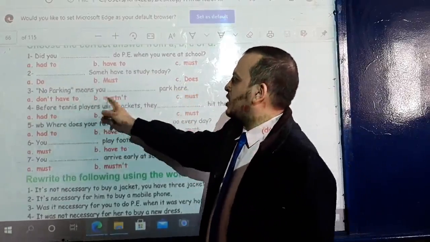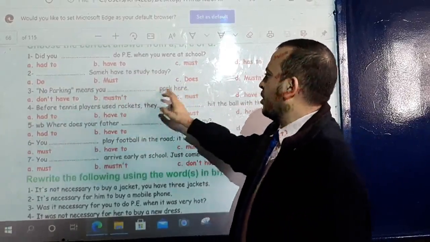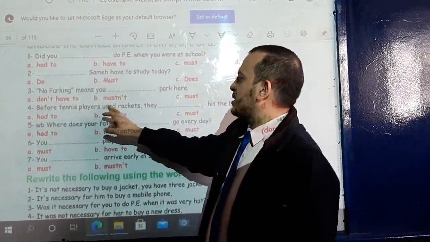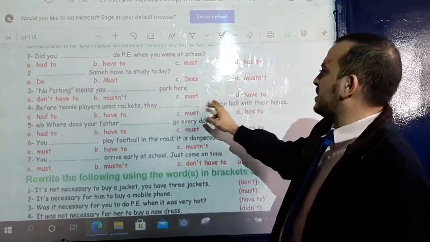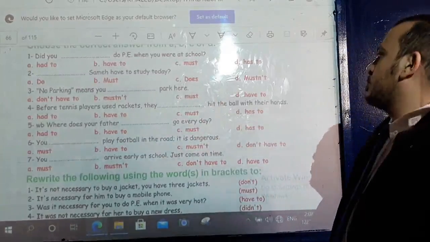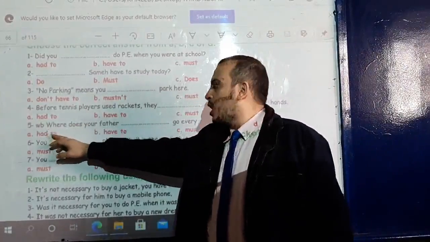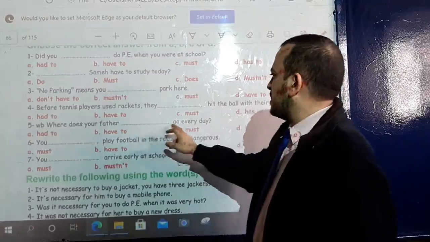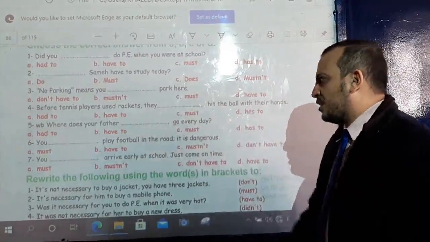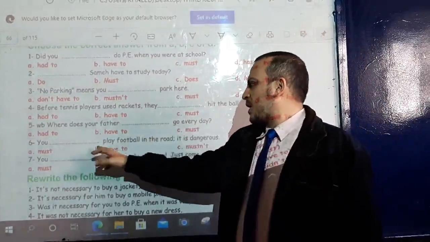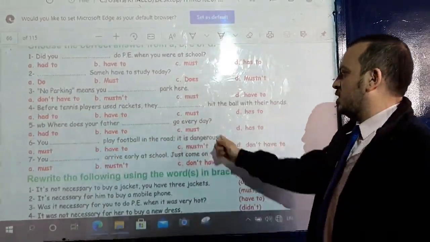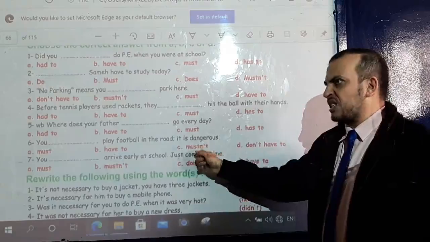No parking means you mustn't park here. Before tennis players used rackets, they had to hit the ball. Where does your father have to go every day? You mustn't play football in the road. It's dangerous, so because it's dangerous, mustn't.